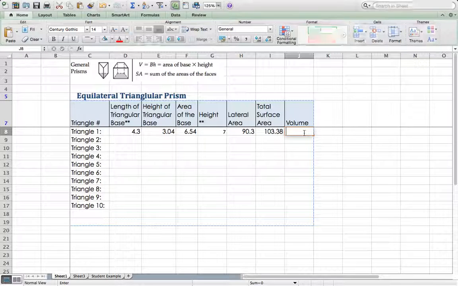Great. And now the volume, since this is a regular prism, is area of the base times the height. So we have the area of the base in F8. Remember, put equals if you want it to give you a result. Look what would happen if I didn't put equals. I want F8, area of the base, times the height, which is G7. If I don't put equals, it just leaves it like that. It thinks it's text. You have to put equals for it to think it's a formula. Oop, what's the issue here? F8 times, oh, not G7, I want G8.